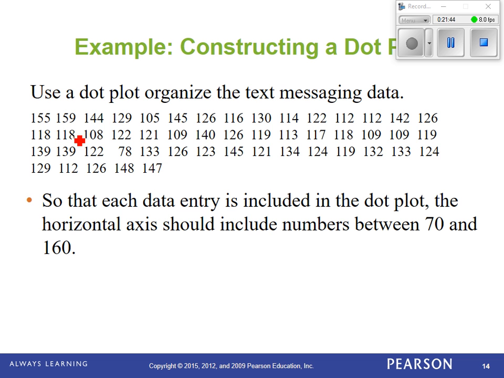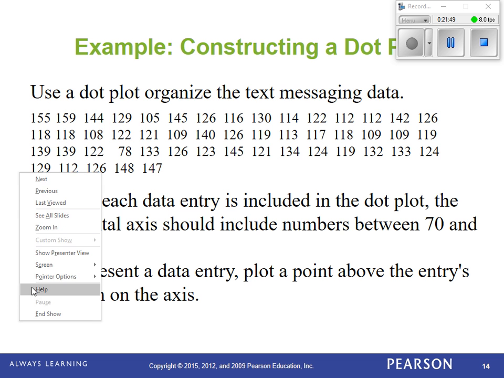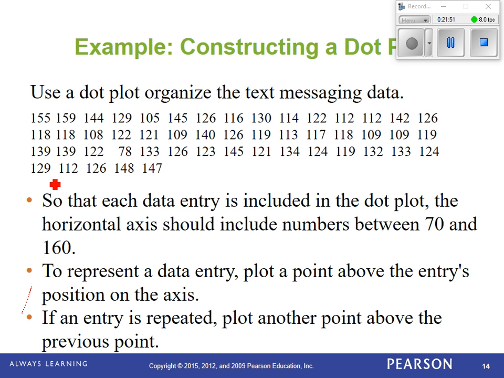Constructing a dot plot. So we take this set of data. We look for our highest and our lowest numbers. If I look through here, somebody find the highest for me and I'll find the lowest. 159 is the highest. Is there a 78 in there? Oh yeah, there is. I didn't see it. 78 is the lowest, 159 is the highest.